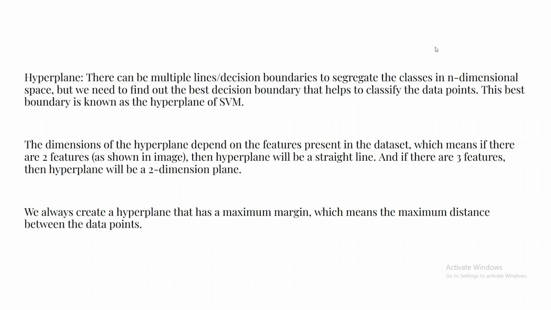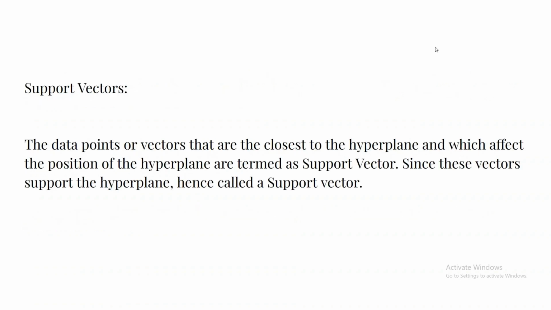The dimensions of the hyperplane depend on the features present in the dataset, which means if there are two features, then the hyperplane will be a straight line, and if there are three features, then the hyperplane will be a two-dimensional plane. We always create a hyperplane that has a maximum margin, which means the maximum distance between the data points.